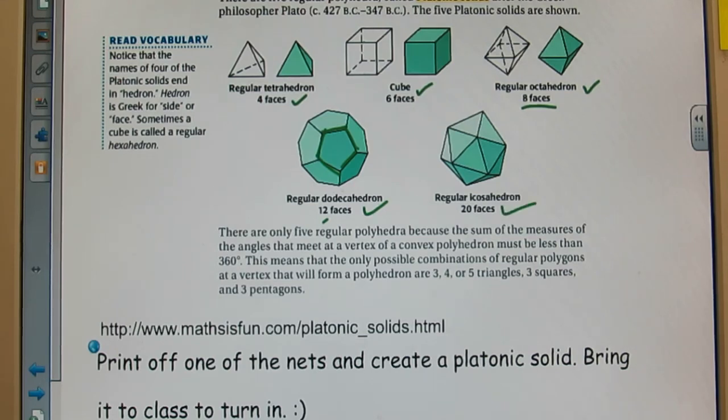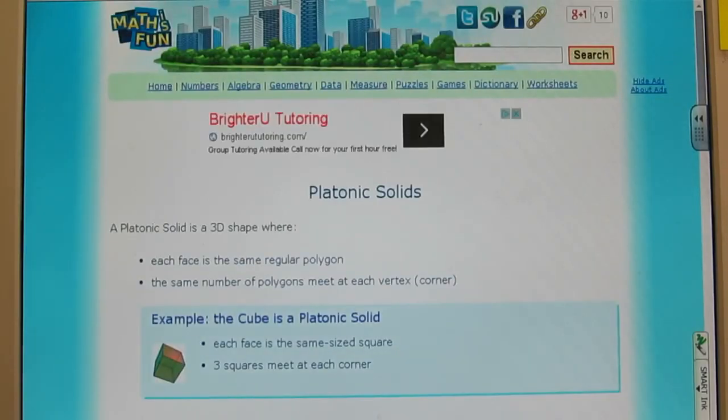So your assignment that you need to bring in tomorrow with you to class is you're going to go to this website right here, Math Is Fun. You're going to find the Platonic solids, and you are going to print off one of the nets.